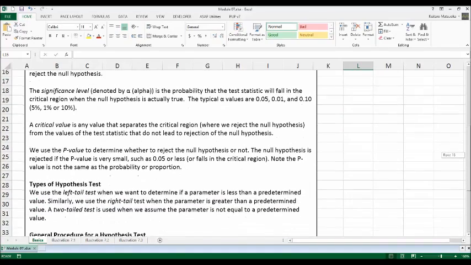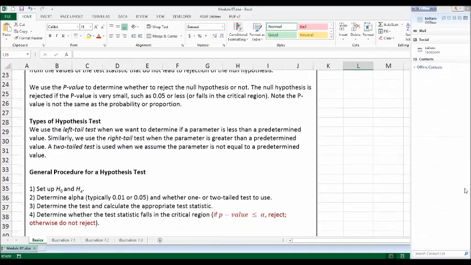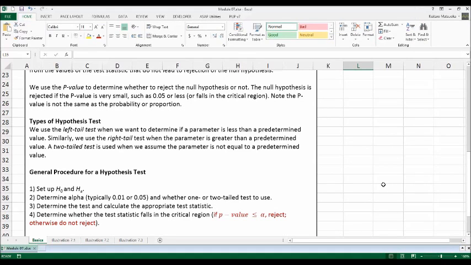There are a couple of different types of hypothesis tests. One is the left tail test, when we want to determine if the parameter is less than the predetermined value. We use a right tail test when the parameter is greater than the predetermined value. And we use the two-tail test when we have no idea if something is less than or greater than a predetermined value.